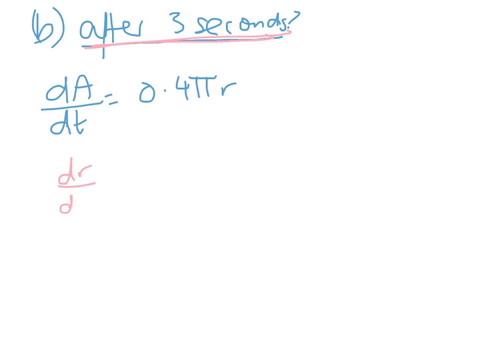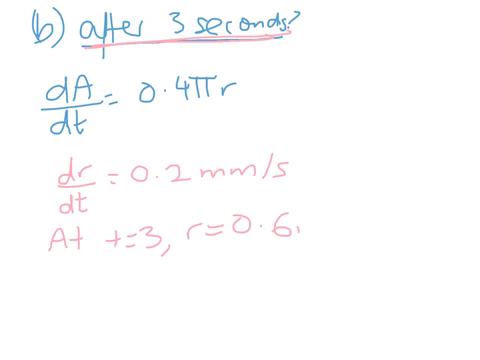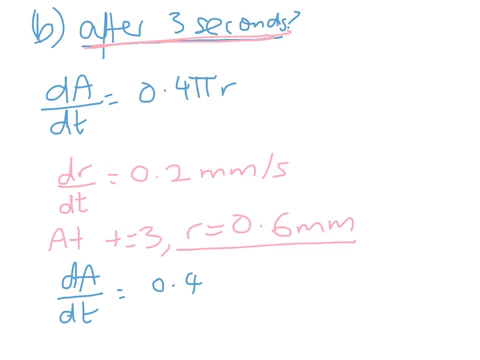Now we know that the ink blot started, we can assume at time 0 there was no ink blot, and the rate of growth of the radius is 0.2 millimeters per second. So at t equals 3, r is equal to 0.6 millimeters. So that's what I've got to substitute in here. So after 3 seconds, dA by dt is equal to 0.4 pi times 0.6, which is 0.24 pi.